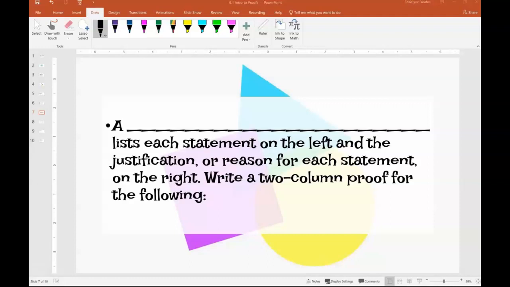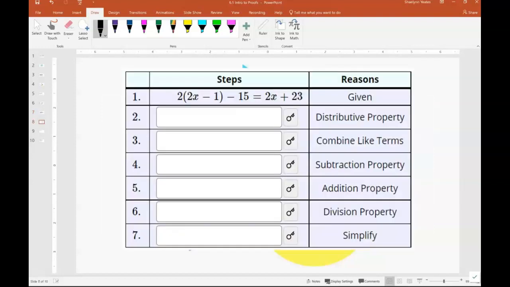The kind of proofs we've been doing up to this point are known as two-column proofs, where in one column we put the statements, generally on the left, and the justification or the reason for each statement on the right.